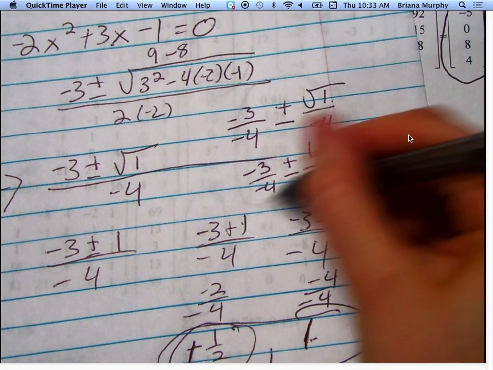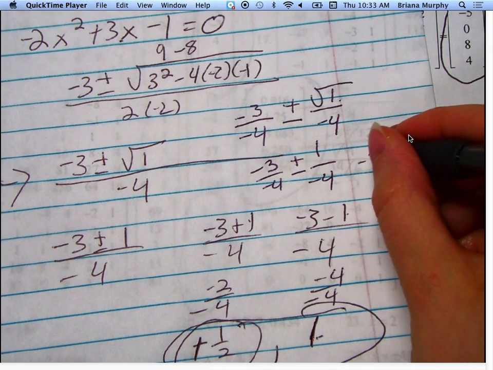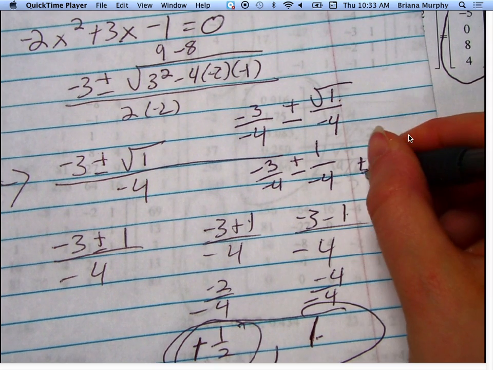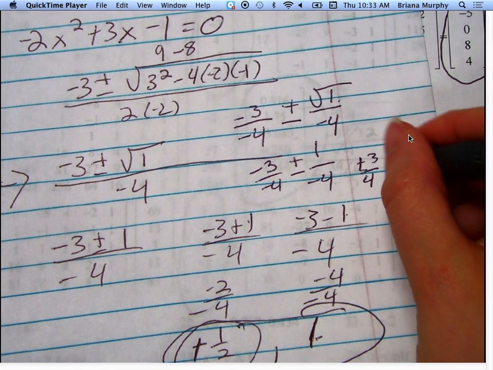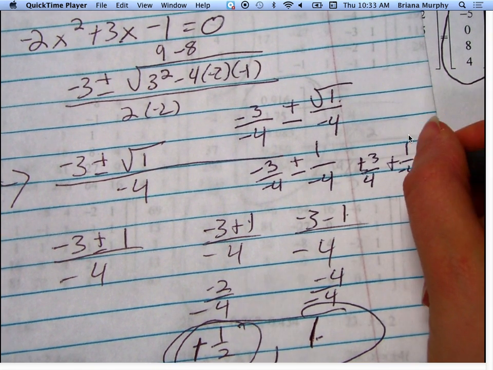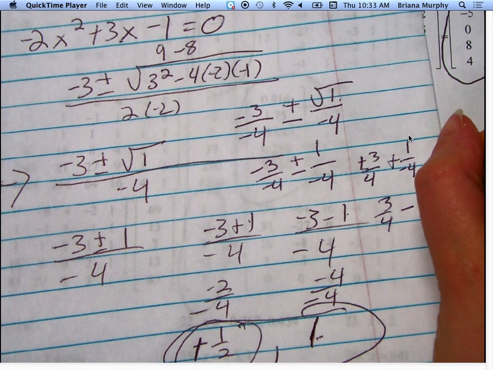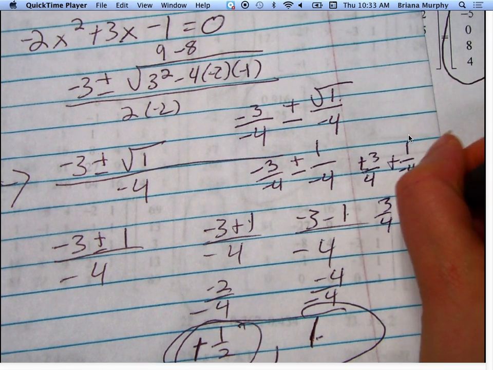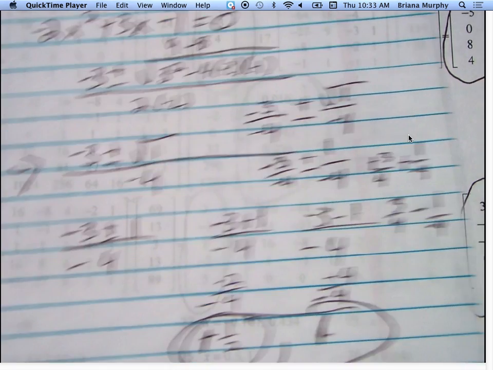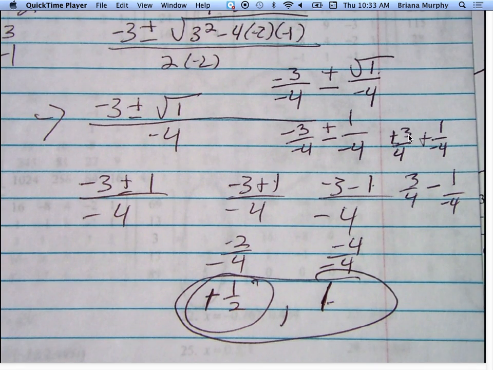So then you can keep going, right? Negative 3 over negative 4 is just 3 over 4. Plus 1 over negative 4, or 3 over 4 minus 1 over negative 4, which will give you 1/2 or 1. Oh, okay. I just didn't keep going. Yeah, you just got to keep going.